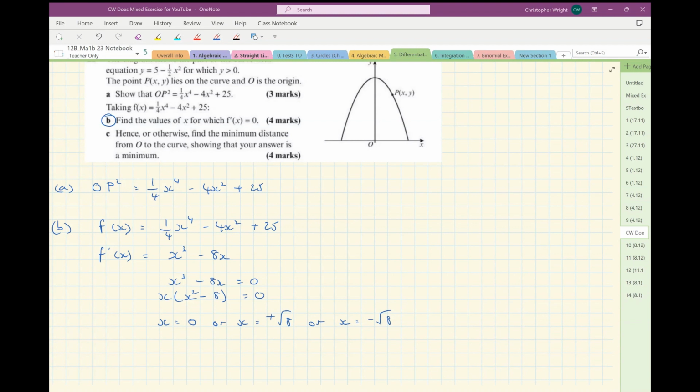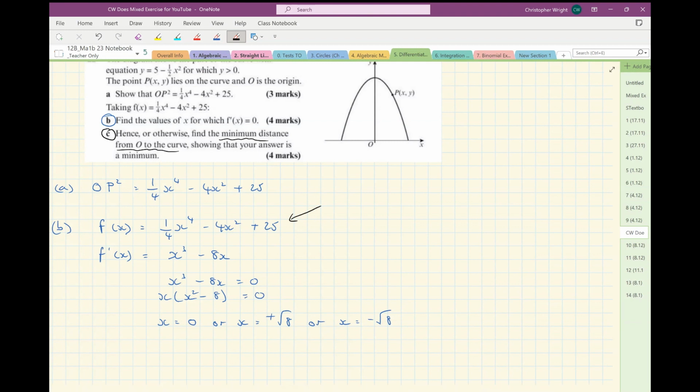Part C. Hence or otherwise, find the minimum distance from O to the curve, showing your answer is a minimum. Right, well, the distance from O to the curve is given by that function there. And I need to find the minimum of that function.